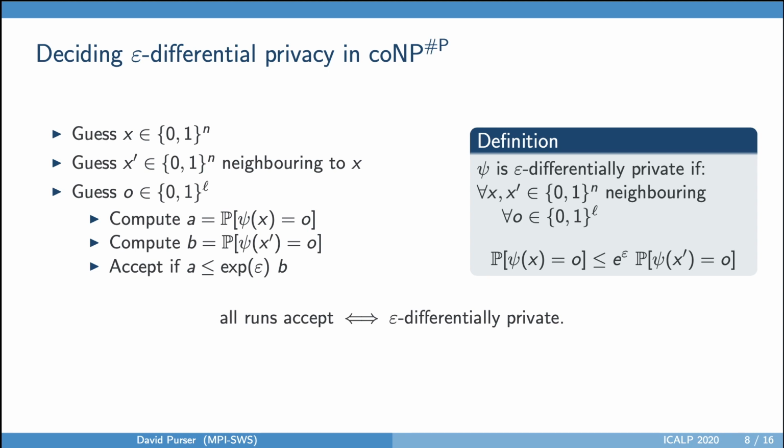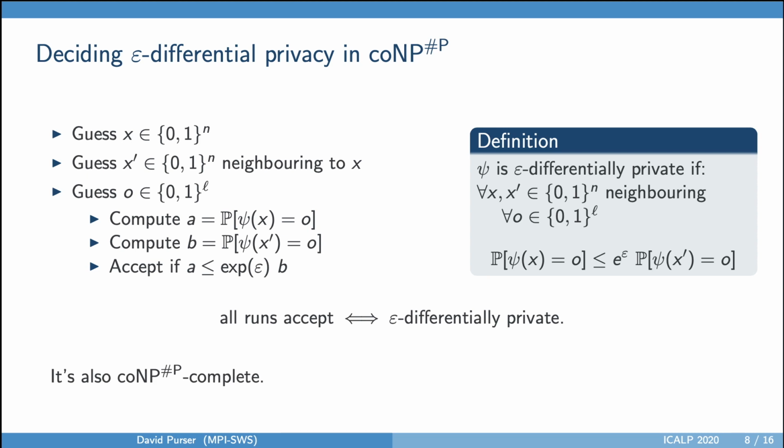oracle. Intuitively, a #P oracle can ask how many allocations to a circuit result in a particular outcome. Then note that the underlying circuit is differentially private if all runs of this program accept. If a single run rejects, then it is not differentially private, as a violation has been found. Recall that NP requires just a single run to accept, and because we require all runs to accept, this is a coNP procedure using a #P oracle to compute the probabilities.